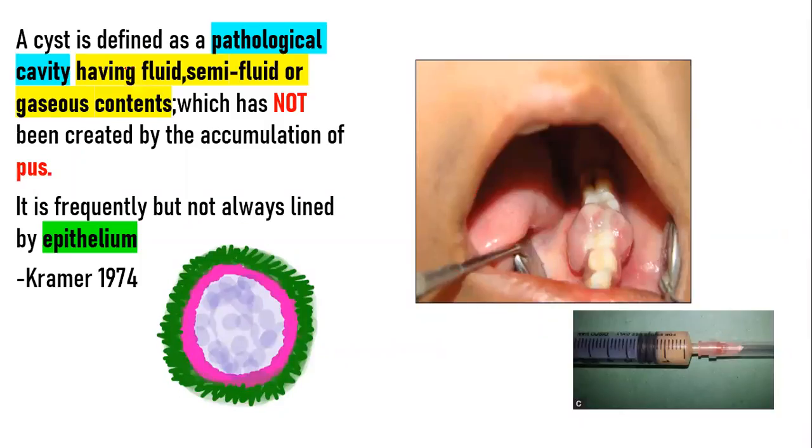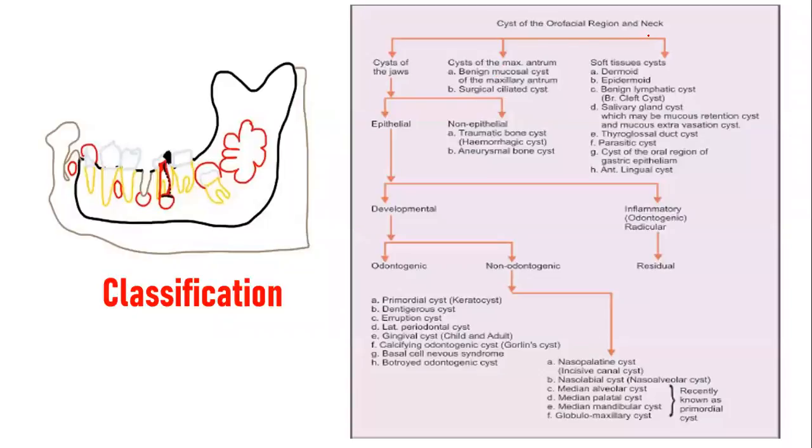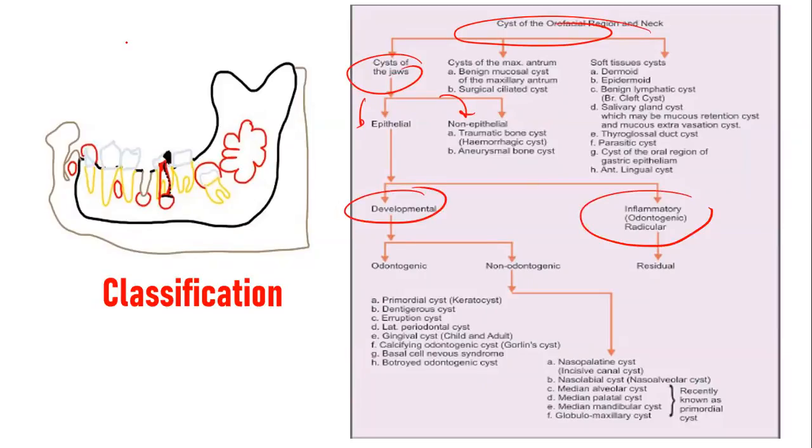So before we go further into the radicular cyst, a quick revision. A cyst is a pathological cavity. Its contents are fluid, semi-fluid, or gaseous, and it is not created by the accumulation of pus. We had also seen the classification of cyst of the jaws, which were epithelial and non-epithelial, developmental and inflammatory. And the most common odontogenic cyst and the most common inflammatory odontogenic cyst is the radicular cyst. And today we'll be talking about the same.